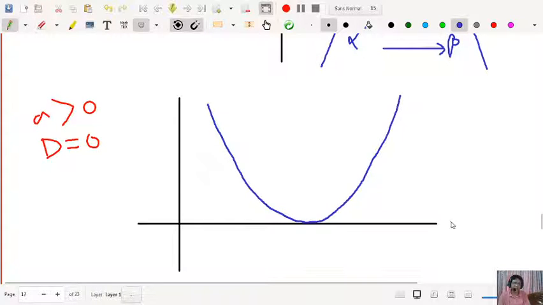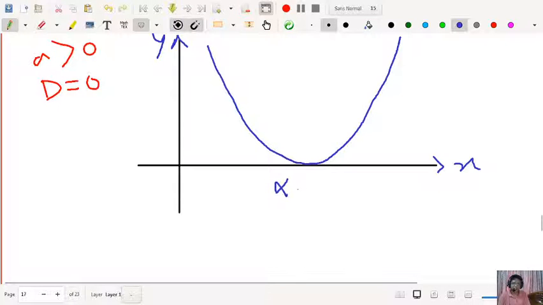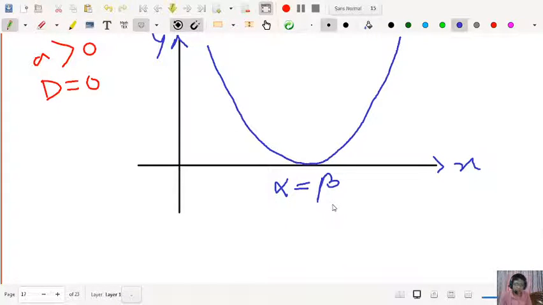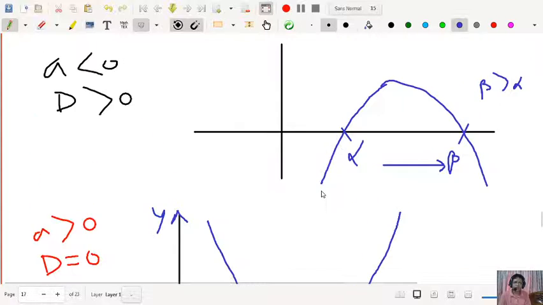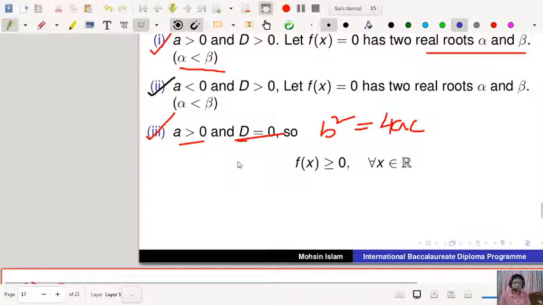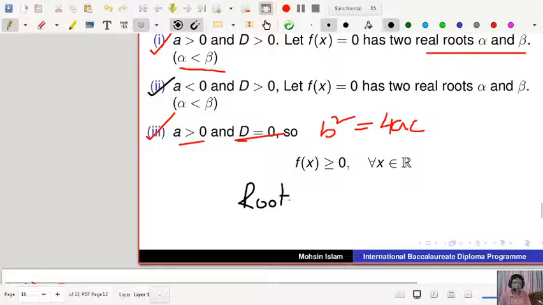It's touching the x-axis only. That means the x-axis is the tangent. And the roots are alpha equal to beta. The roots are equal in this case. So whenever the discriminant is equal to 0 and the leading coefficient is greater than 0, the roots are real and equal.